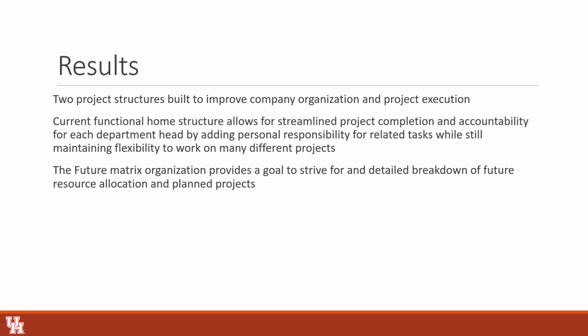So, overall, you saw the 2 project organization structures we built to improve company organization and overall project execution. The current functional home structure allows for streamlined project completion and accountability for each department head by adding personal responsibility for related tasks, while still maintaining flexibility to work on many different projects. The future matrix organization outlined provides a goal to strive for and a detailed breakdown of future resource allocation and potential planned projects.